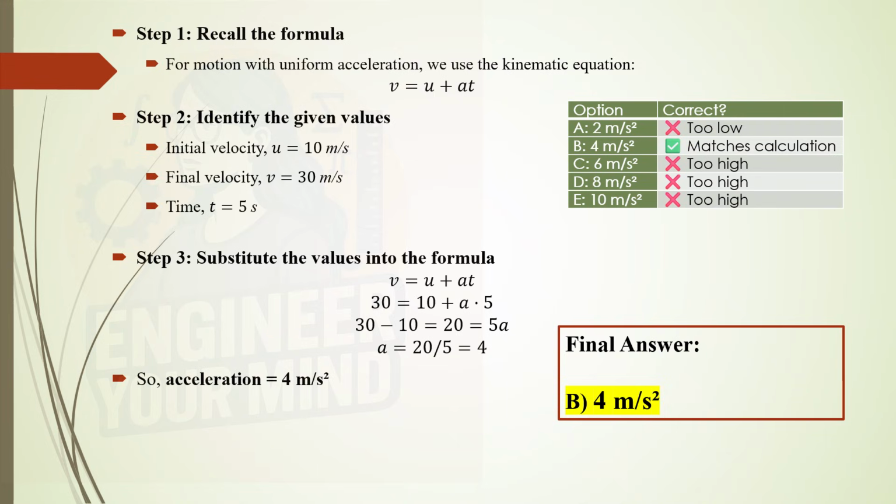Quick exam tip. Whenever a question gives initial velocity, final velocity, and time, the fastest method is to use the formula v equals u plus at. Just substitute the values and solve step by step.